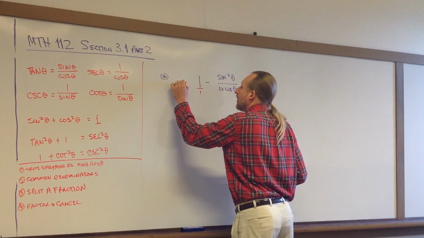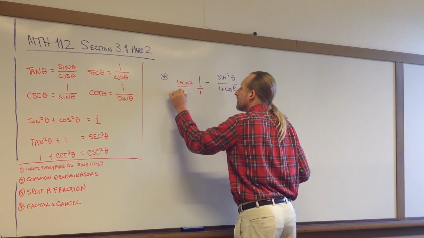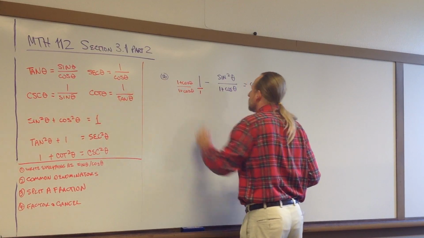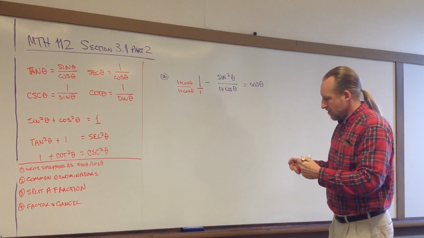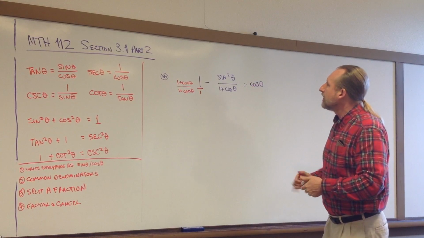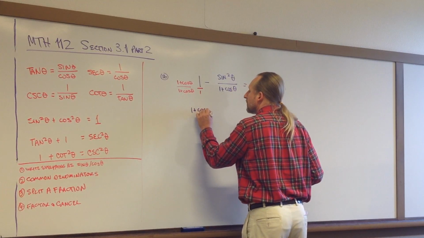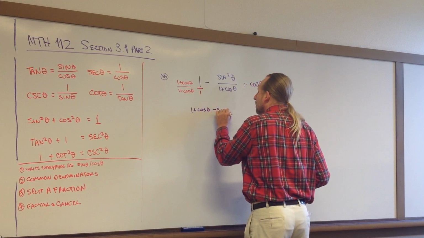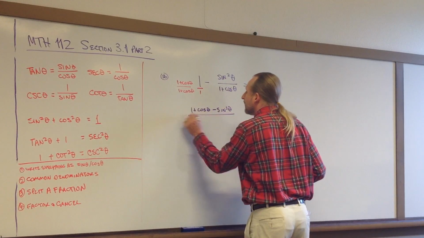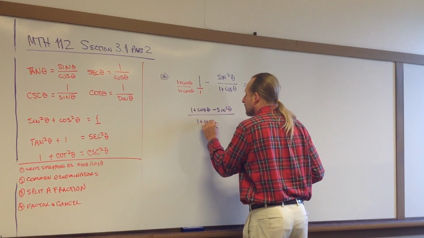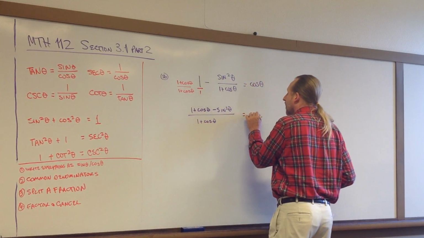This is 1 over 1. We'll give it a common denominator of 1 plus cosine. And then let's see here. So this will be 1 plus cosine theta minus sine squared theta over 1 plus cosine theta on the bottom.